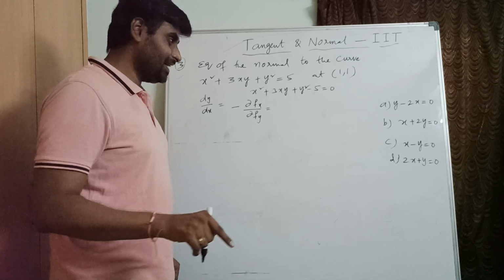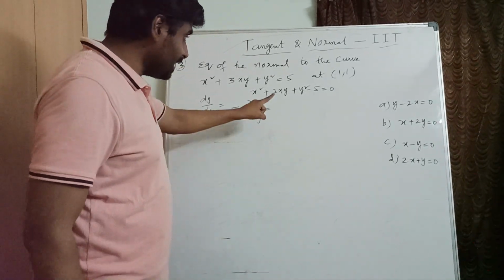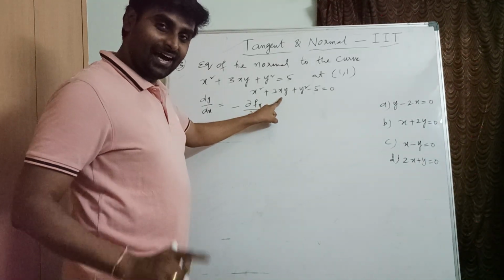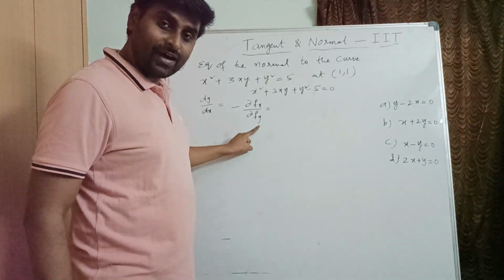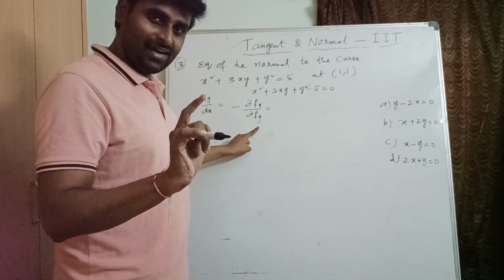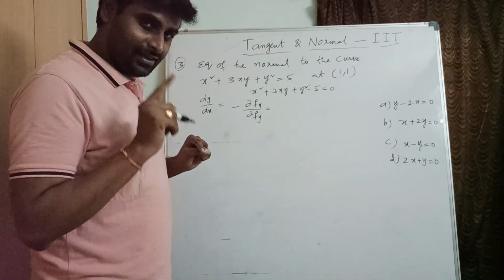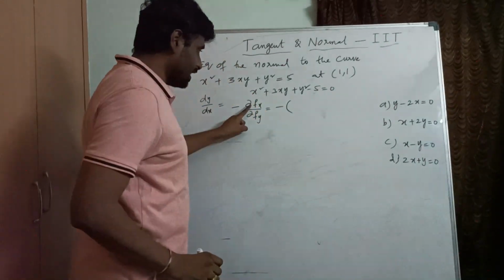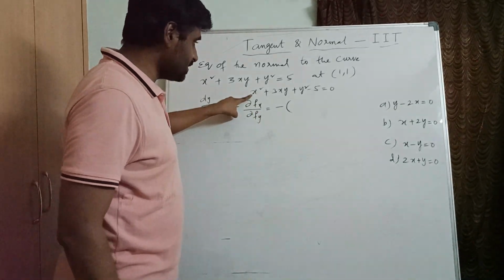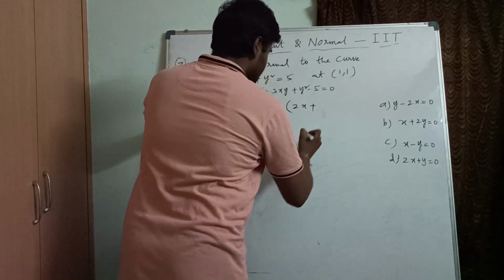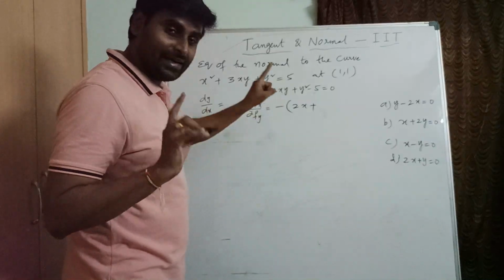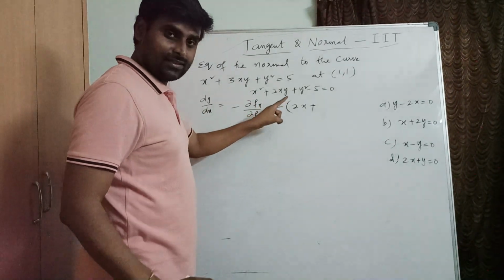Generally we derive partially with respect to x in the numerator and partially with respect to y in the denominator. Remember, whenever you derive with respect to x, treat y as constant, and whenever you derive with respect to y, treat x as constant, y as variable. Constant is constant only. So, with respect to x, derive the x terms only. Derivative of x square is 2x. Derivative of x is 1, and the remaining you write as it is, so 3 into 1 into y, 3y.